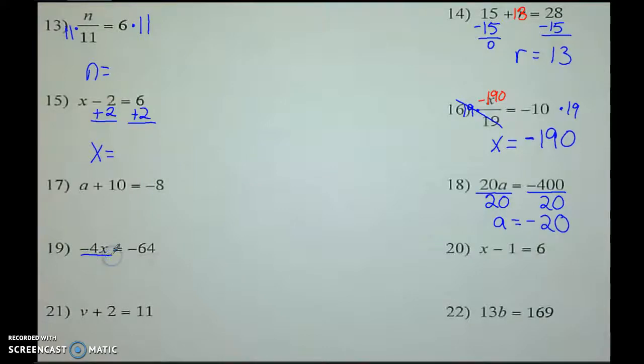The thing to be careful here, though, is that it's negative 4 times x. So to get the x by itself, I have to divide by negative 4 on both sides. Don't forget your negative, and you'll be able to finish that one up.